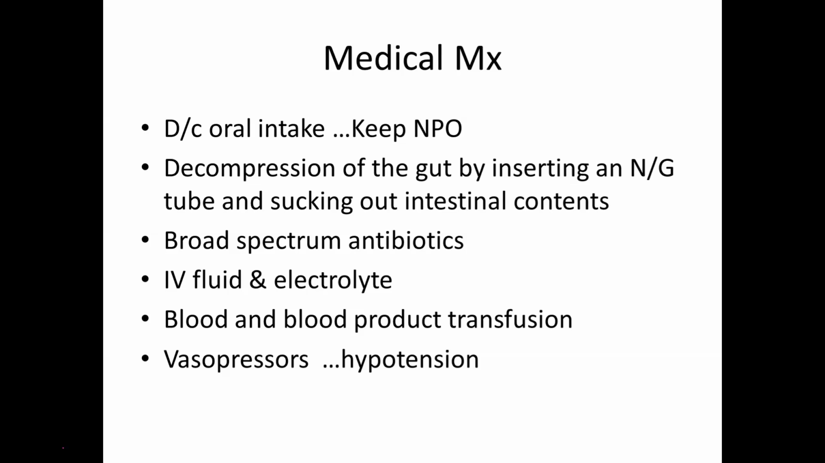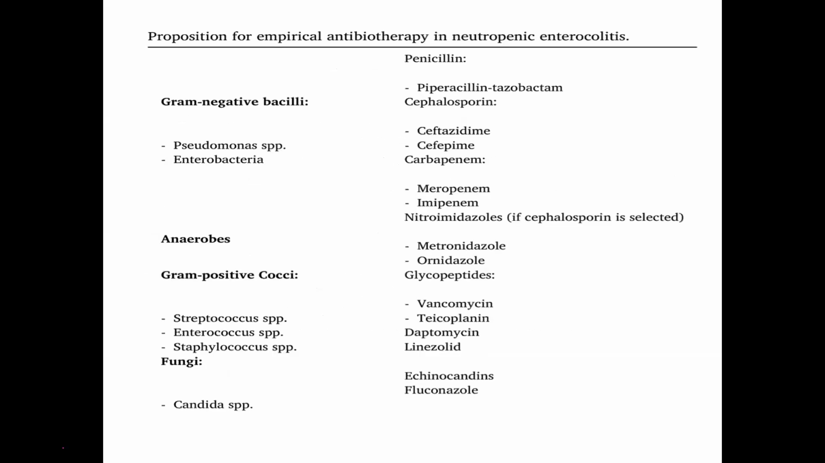IV fluid and electrolytes, especially in sepsis where they could be hypotensive, and the previously mentioned electrolyte imbalance should be corrected. Blood and blood products should be given: FFP, fresh frozen plasma, platelets, packed RBC, and if there's bleeding, especially profuse bleeding, then whole blood. Vasopressors are indicated in the scenario of hypotension. So this is what the empirical treatment should be considered.